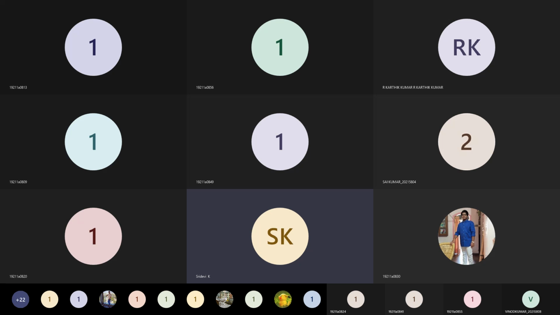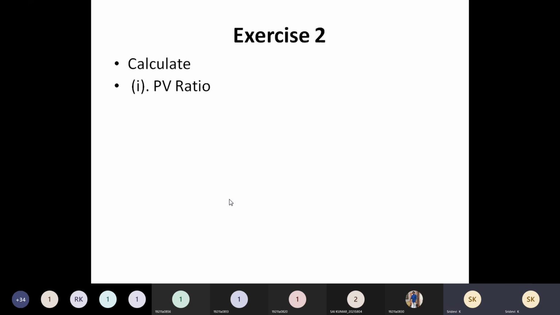How to find out the PV ratio and margin of safety. Okay, so how to do that? Let us take an exercise here. So this is named as exercise 2. Now calculate PV ratio, break-even point, margin of safety.